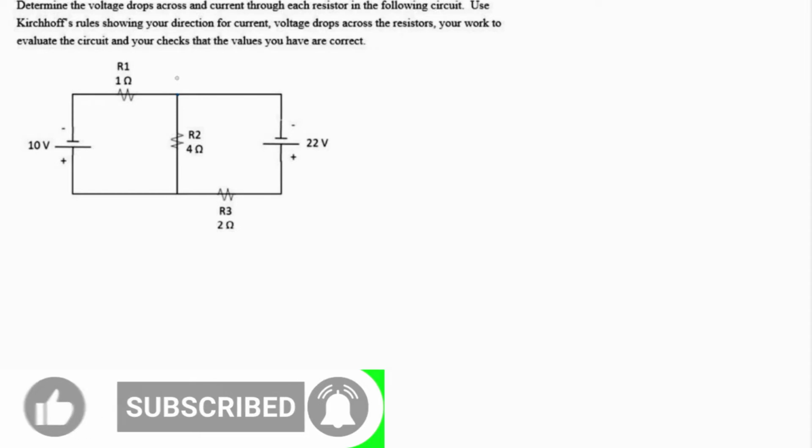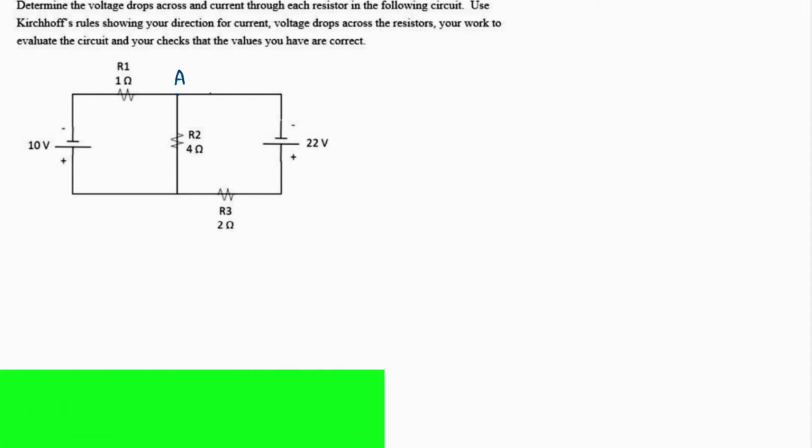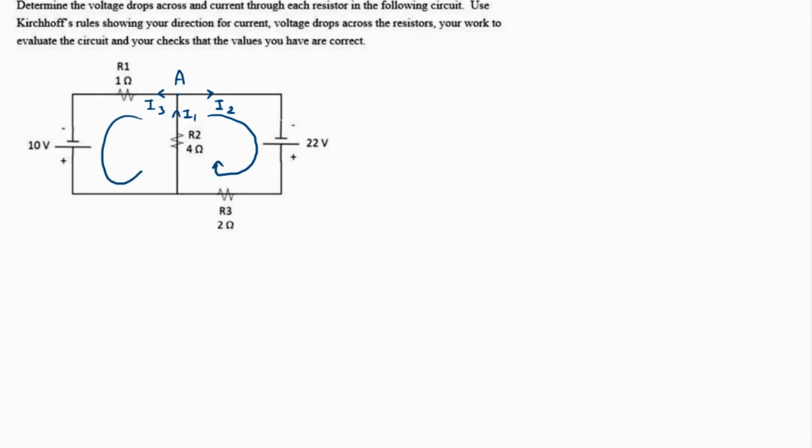So let's take this as a node, and let the current flowing over here be I1. Let's say I2 moves over here and I3 moves over here. And let's say this is loop 1 and this is loop 2.